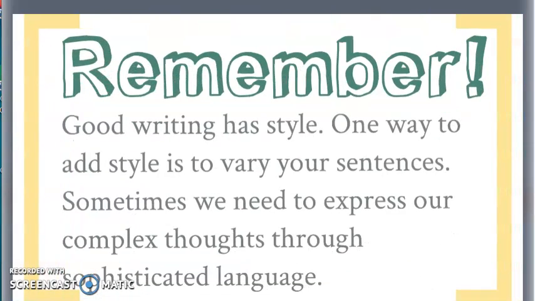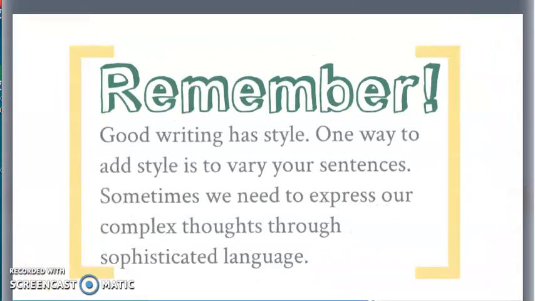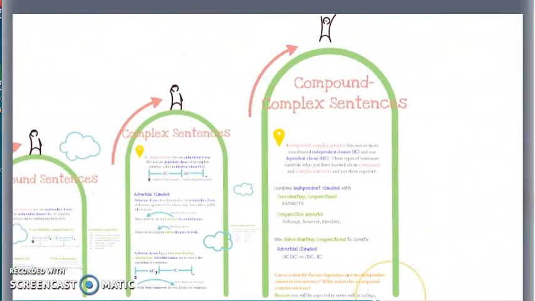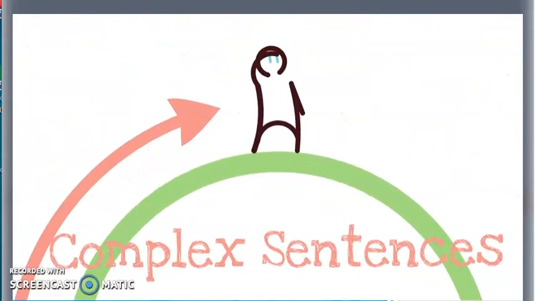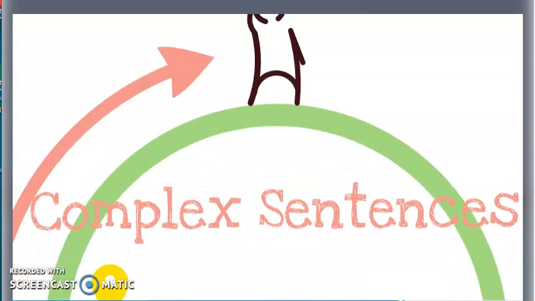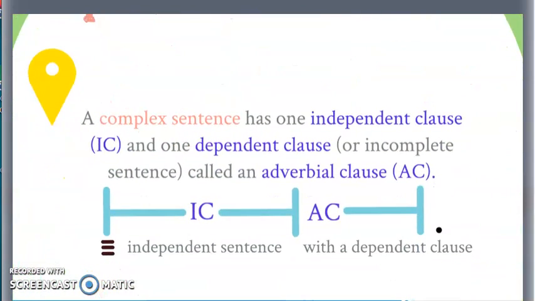So remember, good writing has style. One way to add style is to vary your sentences. Sometimes we need to express our complex thoughts through sophisticated language. Let's talk about complex sentences. A complex sentence has one independent clause and one dependent clause or incomplete sentence called an adverbial clause.